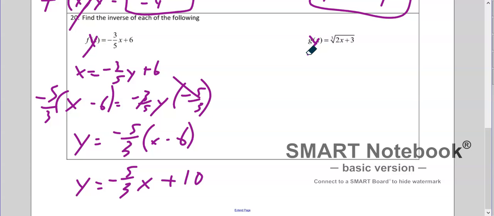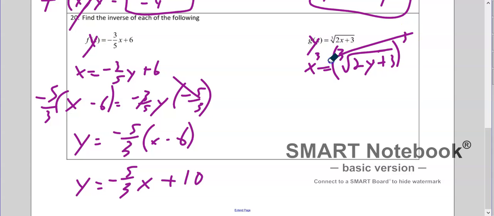Okay, make this y. Switch them. Cube root of 2y plus 3. First thing we need to do is get rid of the cube root by cubing. X cubed equals 2y plus 3. Then we subtract the 3.